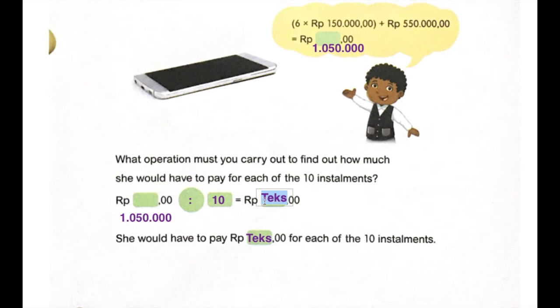1.050.000 dibagi 10. Oh, let's just remove 1 zero. So it will be 105,000 rupiah. So she would have to pay 105,000 rupiah for each of the installments. Jadi kalau dirata-ratakan, dia harus membayar 105.000 rupiah untuk setiap program yang di-install. Install tuh bahasa Indonesianya apa ya?